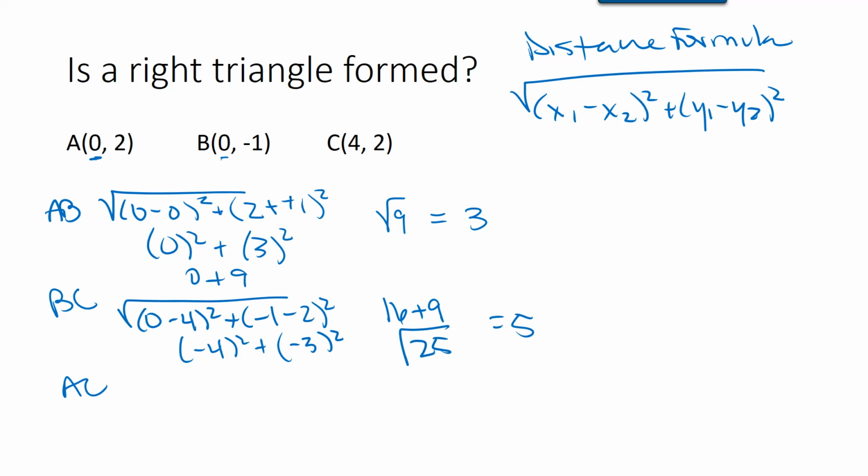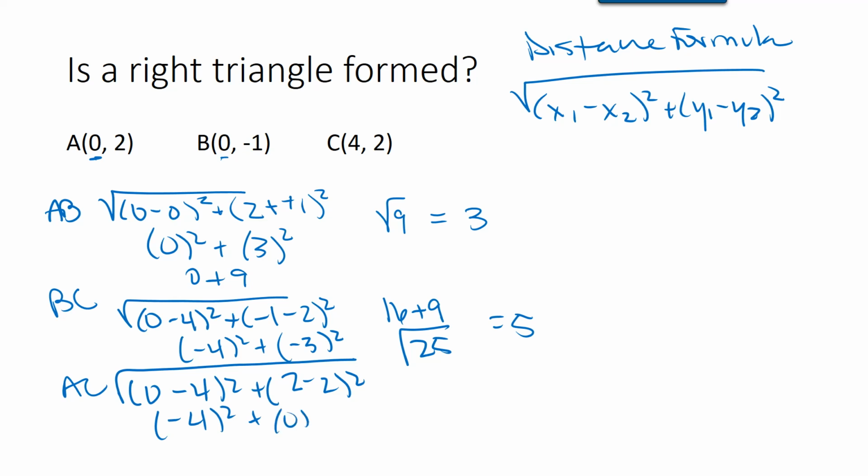Okay. AC, last one. 0 minus 4, forgot my square root sign, squared, plus 2 minus 2 squared. 0 minus 4 is negative 4 squared. 2 minus 2 is 0. So that's really 16 plus 0, square root of 16. That is 4. Okay, so our three sides are 3, 5, and 4.